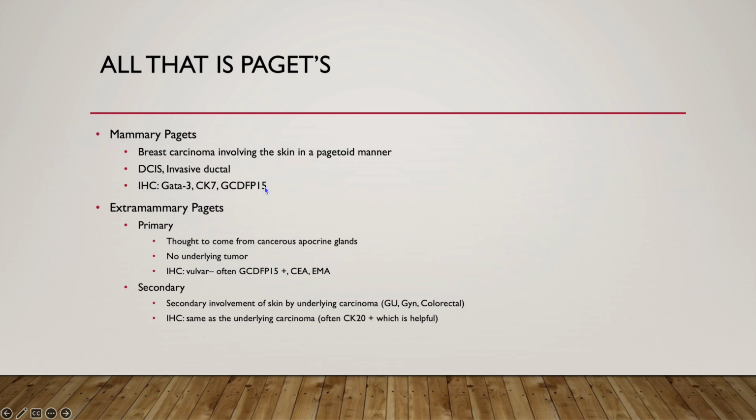And extramammary, that's not in the breast, you want to think, is this primary or secondary? Now, what is the difference? So primary extramammary Paget, it's thought to come from the skin itself, from cancerous apocrine glands. Thus, there is no underlying tumor outside of the epidermis. So if it's in the vulvar skin, you can get GCDFP-15, CEA, EMA. Now, secondary extramammary Paget, there is an underlying cancer, not of the skin. You can have an underlying carcinoma of the GU, gyne, colorectal. And the IHC is same as the underlying carcinoma, often CK20 positive, which is helpful.